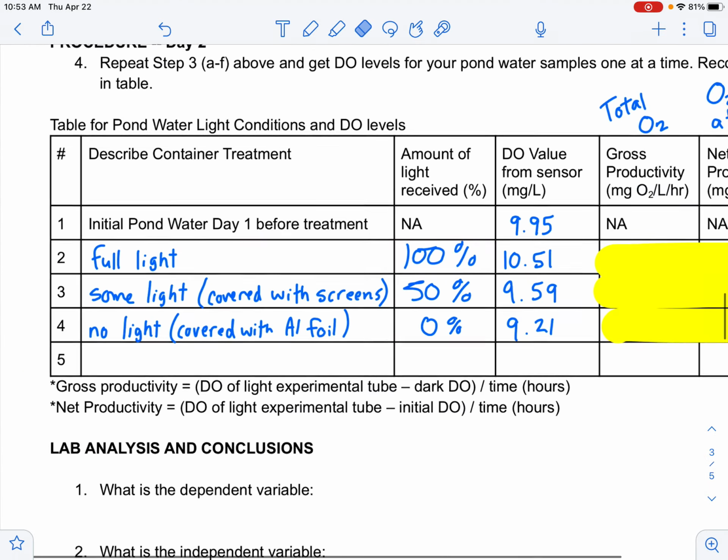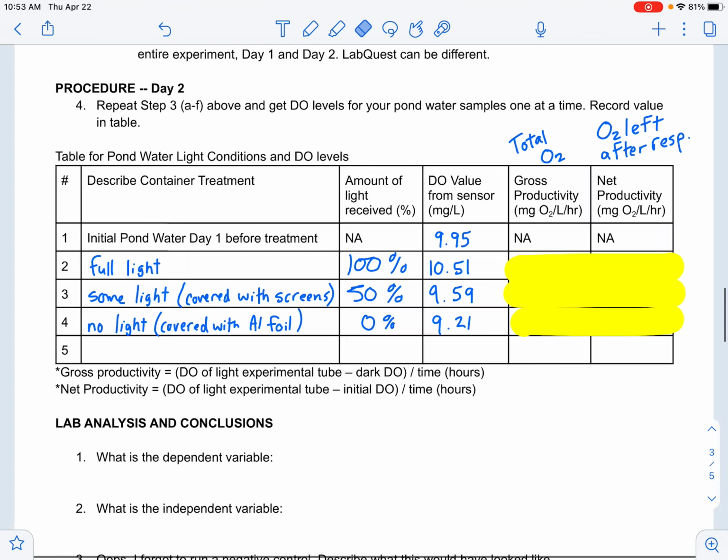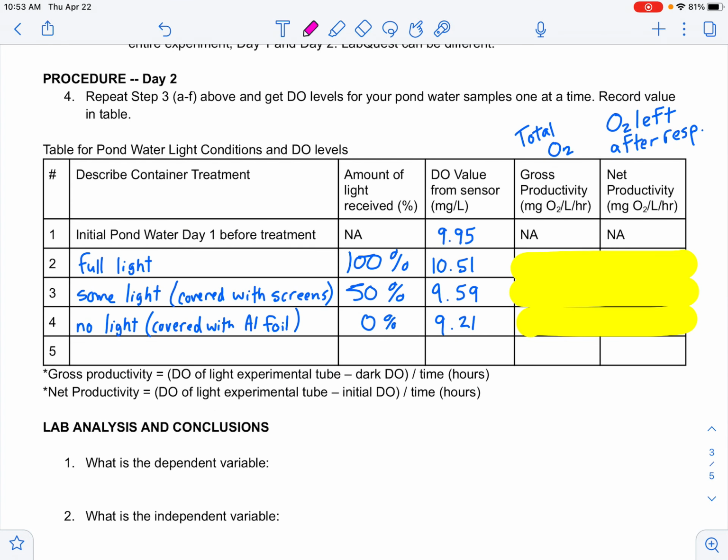And it tells you how to calculate gross and net productivity. So for instance, for gross productivity, I'll just choose this one here. For gross productivity, I would take the DO of the light experimental tube minus the DO of the dark experimental tube divided by 24, because I just ran this overnight. So 24 hours, we'll say. So if I crunch those numbers, I get a gross productivity of 0.016. I'm just going to write all my answers to 3 decimal places to compare them. It's just a lot easier to compare them that way.